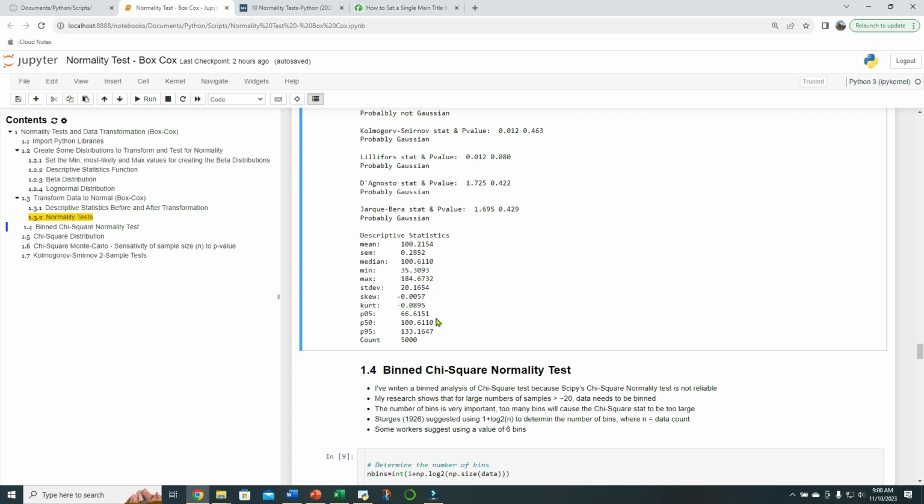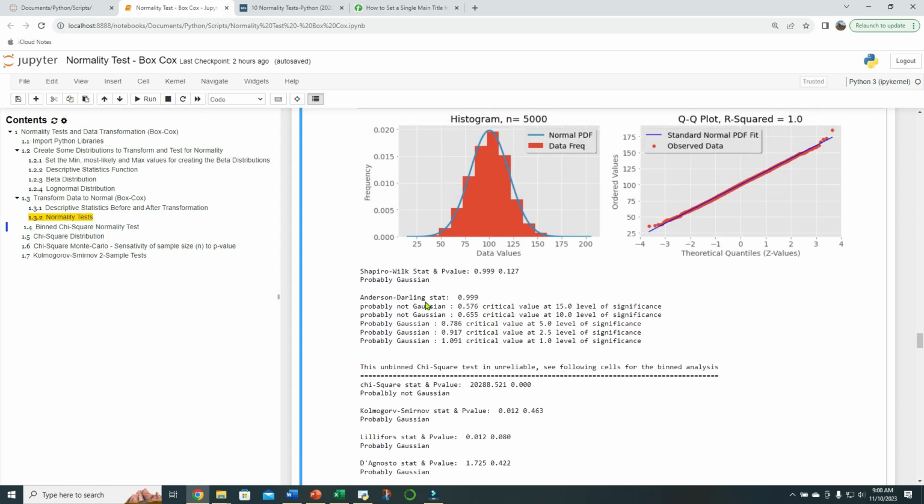And the descriptive statistics, it has a mean of about 100, a median of about 100. The P50 is about 100, so the central tendency looks the same. And the skew and kurtosis are also quite small. So this looks to be normal overall.